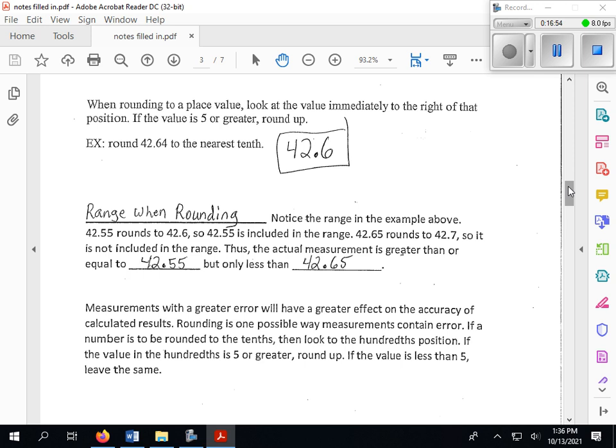When rounding to a place value, look at the value immediately to the right. Hopefully most of you know this. What's the rule when you're rounding? 5 or greater, you round up. 4 or below, you just cut it off. It's called truncating. All right? You don't round down, you truncate it. That means you cut it off at that place value.